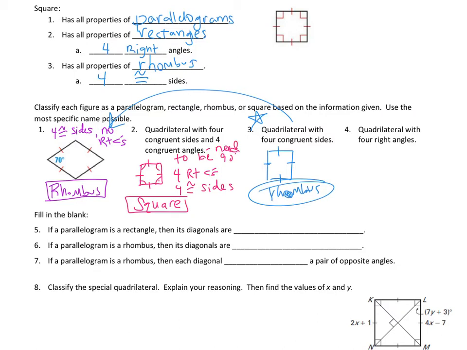Number 4, we have a quadrilateral with just the fact that it has four right angles. Because they are right angles, that's going to tell us something else about our picture, that we're going to have some parallel sides. So because we have two sets of parallel sides and we know that it has all right angles, then we are going to have a rectangle.